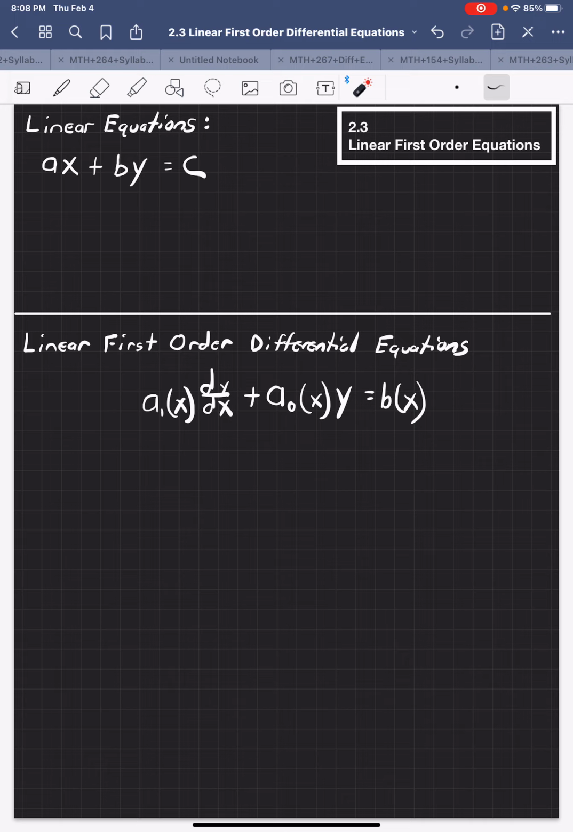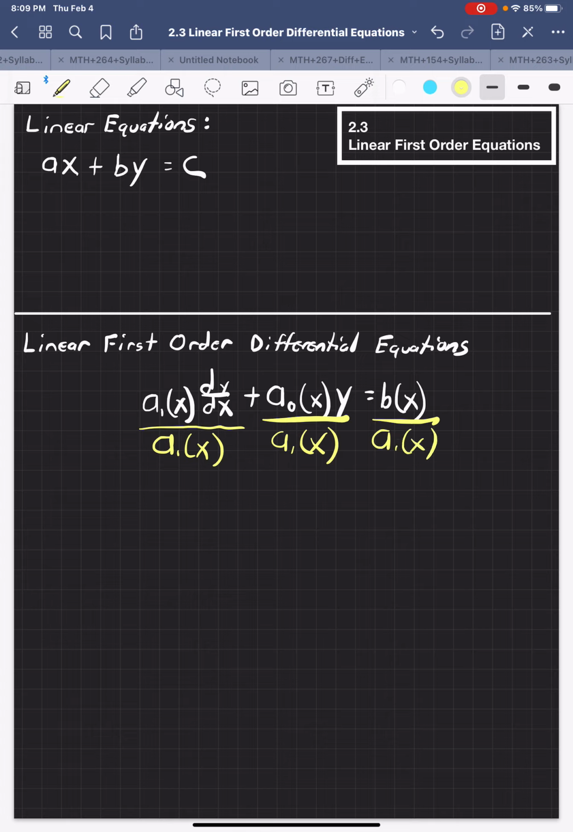So that's the disclaimer. What I want to do right now is simplify this linear differential equation, and all we're going to do is move some stuff around. For example, I just want to show you where this comes from. I'm going to divide both sides of this equation by a sub 1 of x, okay?